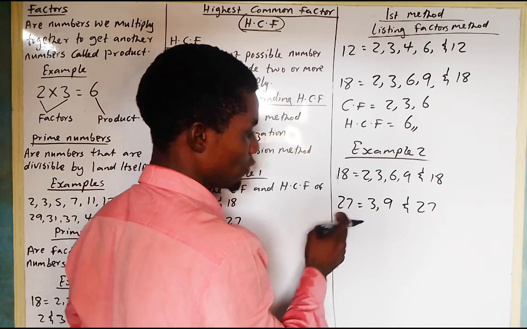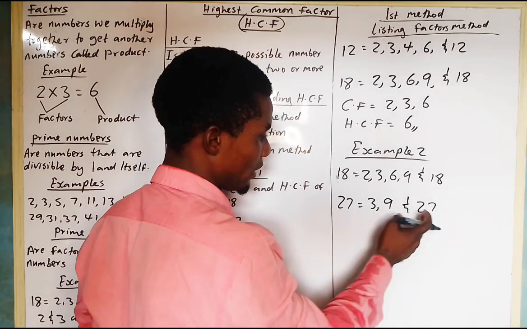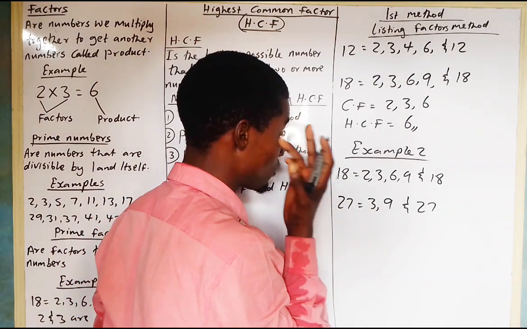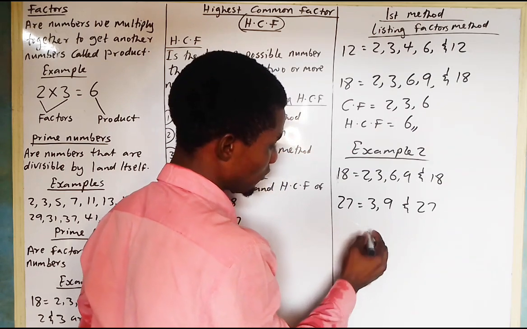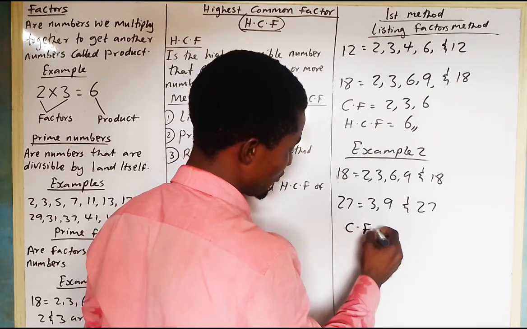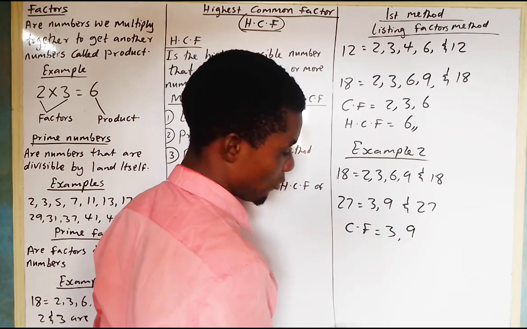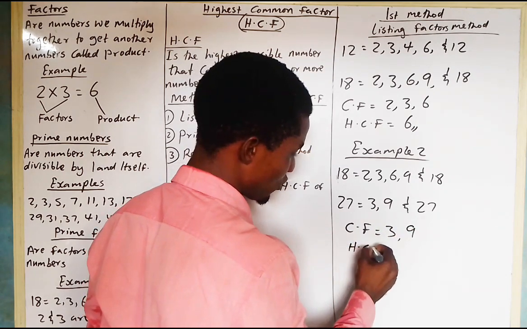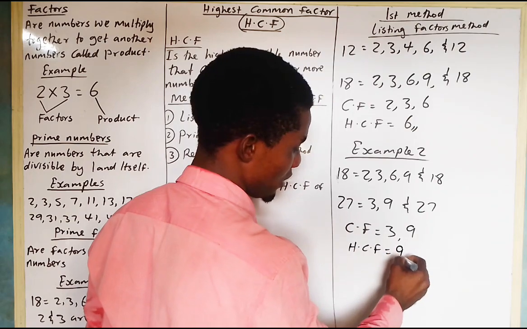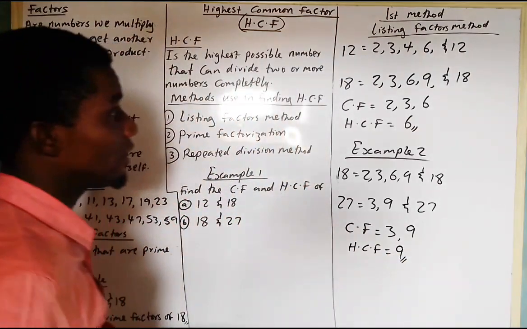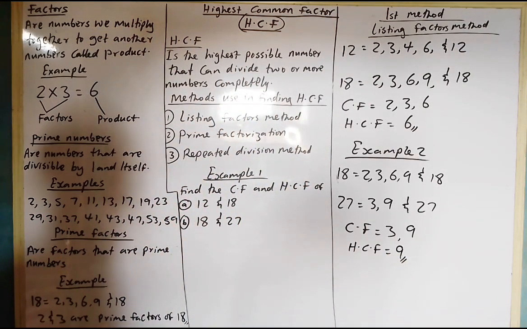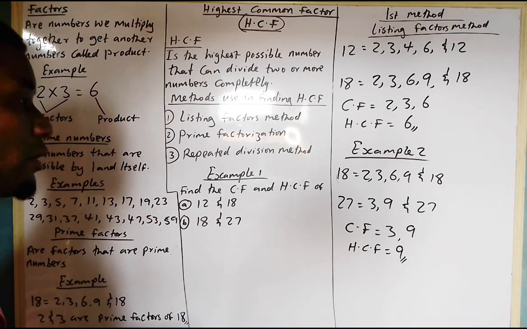3 times 9 will give us 27, and 27 times 1 will give us 27. So these are the factors of 27. Now let's list out the common factors. What are the common factors here? 3 and 9 are the common factors. But the highest common factor out of these is 9. So this is how to find the highest common factor of numbers using the listing factor method.